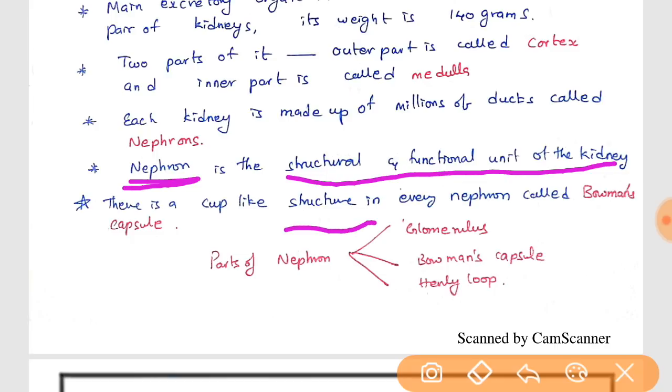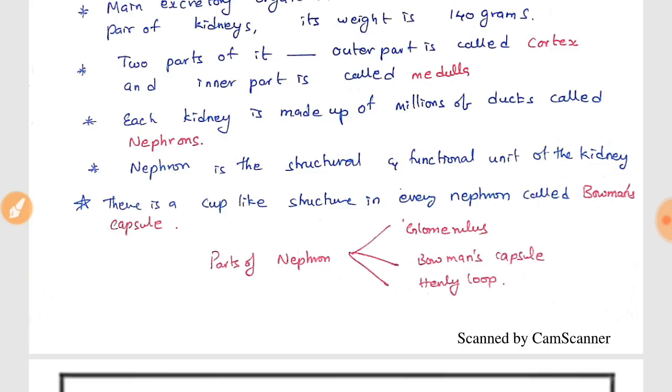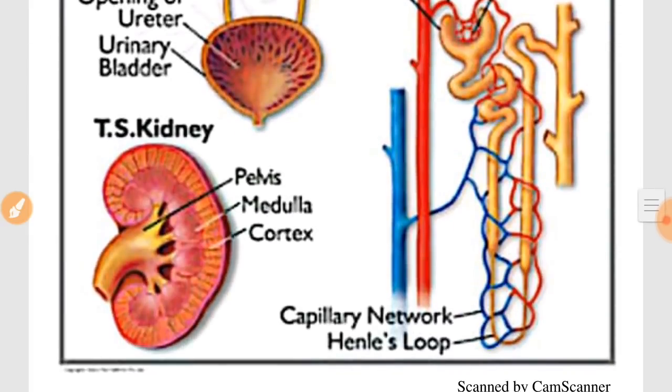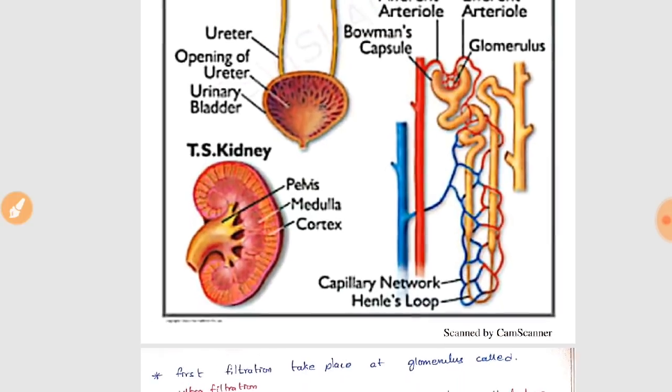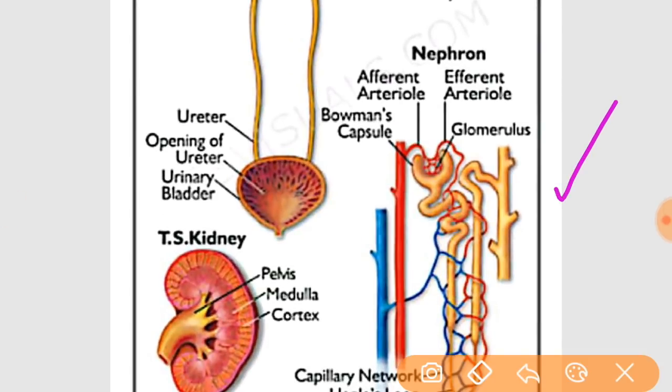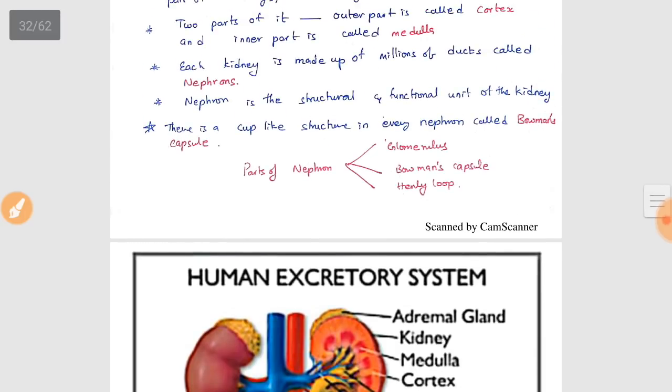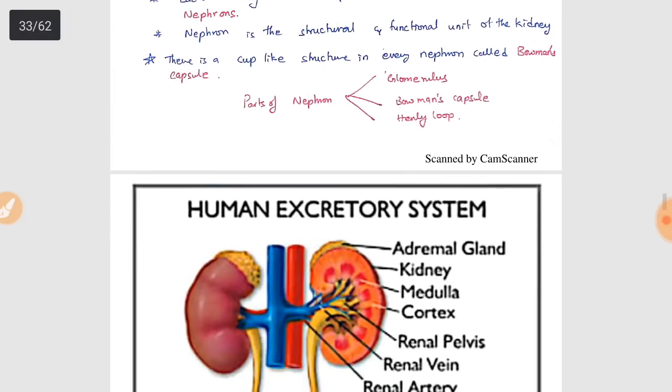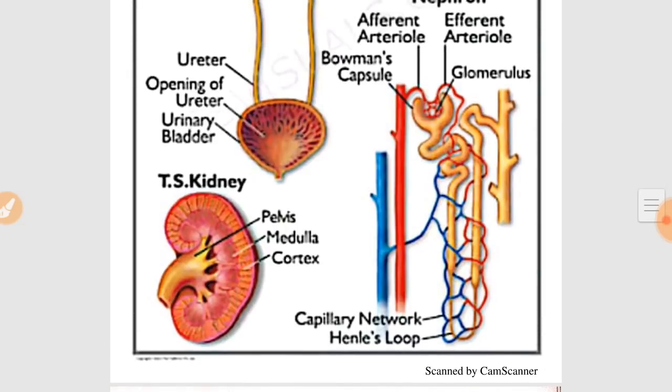There is a cup-like structure in every nephron called Bowman's capsule, and other parts of the nephron are the glomerulus, Bowman's capsule, and Henle's loop. We will see in the diagram, friends. See, this is the kidney and this is the nephron, friends. Here you can see a sac-shaped capsule. Yes, friends, we can see here a cup-like structure in every nephron. This is the building block of the kidney, friends.